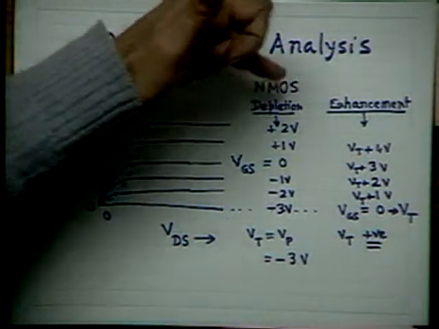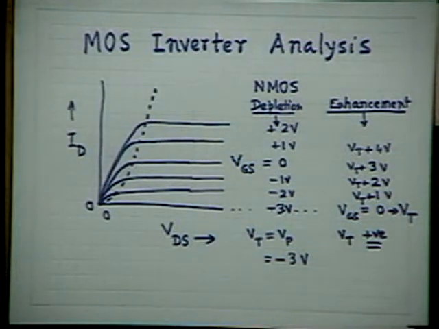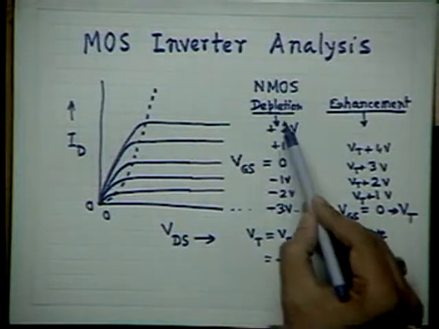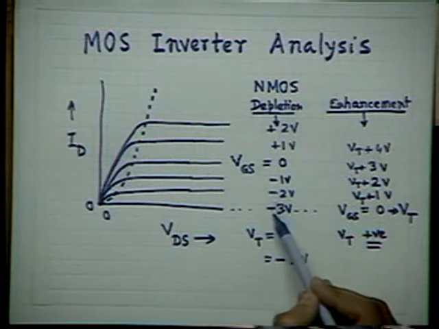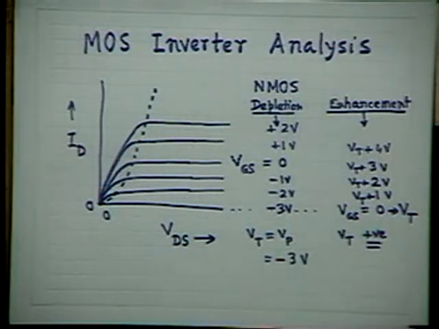Please remember that we are speaking of nMOS. We are discussing nMOS. Just the opposite polarities of gate bias, drain bias, and drain current will apply to a PMOS. For example, if it was PMOS, all these things will be the same, but the signs will revert. This will be plus 1, plus 2, plus 3, minus 1, minus 2, etc.